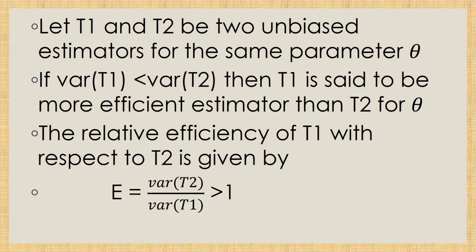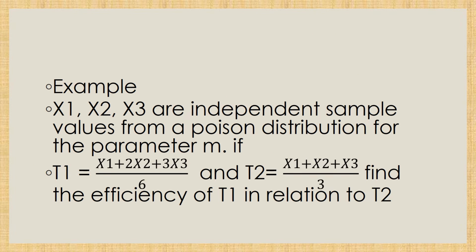Let us look at an example. x1, x2, and x3 are independent sample values from a Poisson distribution with parameter m. You know what a Poisson distribution means? The mean and the variance are the same. T1 is given by the first estimator: T1 is x1 plus 2x2 plus 3x3 all over 6. And T2 is given by x1 plus x2 plus x3 all over 3. Find the efficiency of T1 in relation to T2.